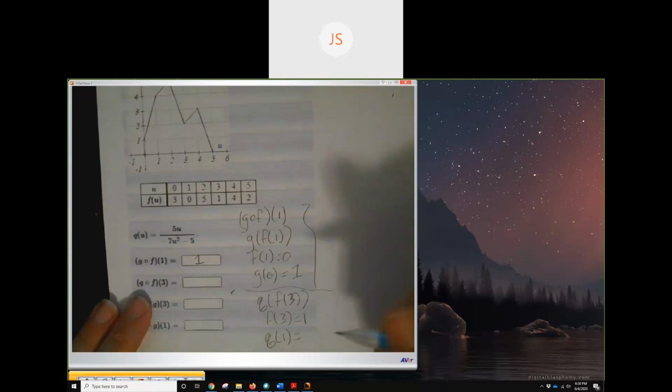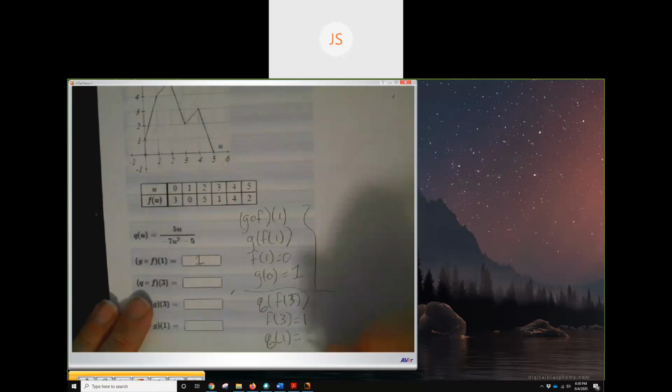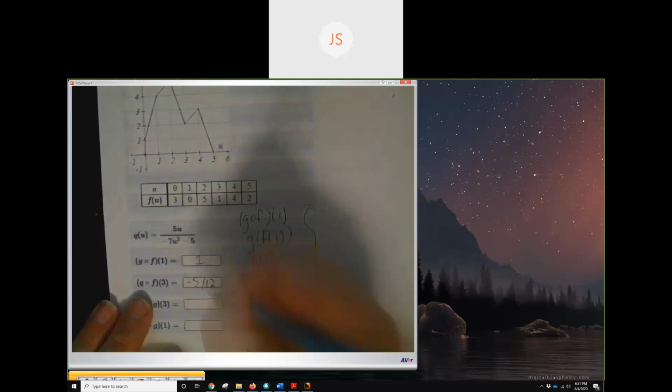So Q is my equation. So to find Q of 1, I'm going to plug 1 in. So that's 5 times 1 over negative 7 times 1 squared minus 5. 5 over negative 12. Negative 5/12.